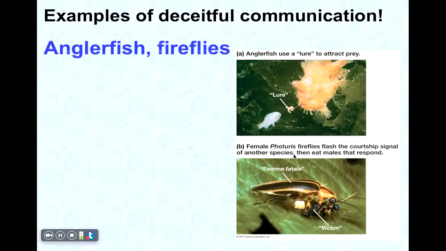Some animals are deceitful. They can trick animals of other species. Just as a couple of examples, here we see an anglerfish luring another fish. Of course, the anglerfish is going to eat this other fish. Some fireflies can actually mimic the flashing patterns of other species of fireflies in order to attract an unsuspecting male who thinks he's going to fly in and find a mate, when in fact he finds a firefly of a different species and ends up getting eaten. So, just a couple of examples of deceitful communication in animals.